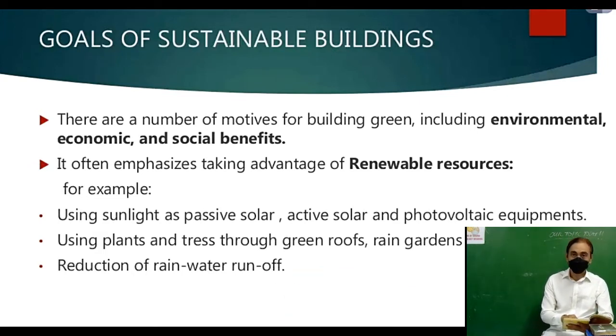Now let's go to the goals of sustainable buildings. There are a number of motives for building green, including environmental, economic, and social benefits.